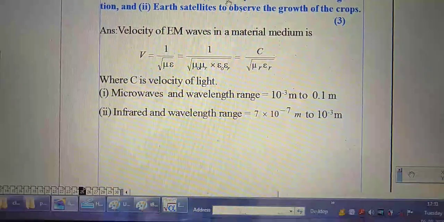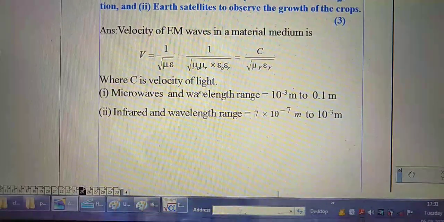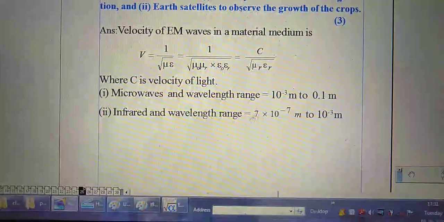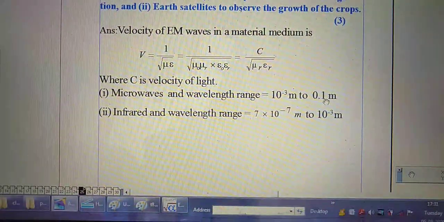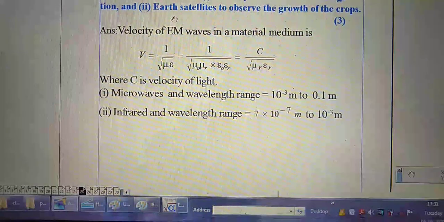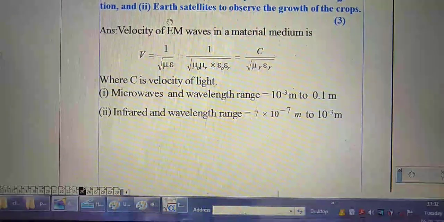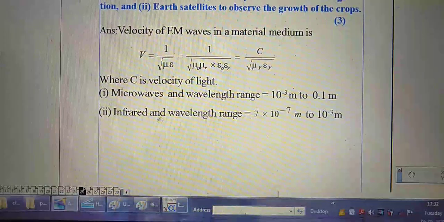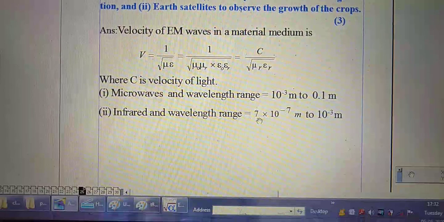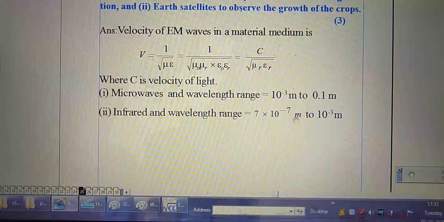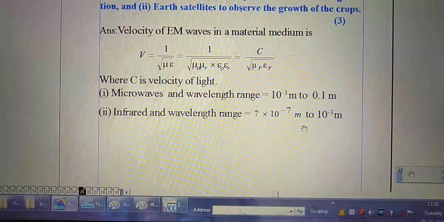In radar systems, microwaves are used, and their wavelength range is 10 to the power minus 3 meter to 0.1 meter. To observe the growth of crops from satellites, we use infrared, and the range of infrared is 7 into 10 to the power minus 7 meter to 10 to the power minus 3 meter.